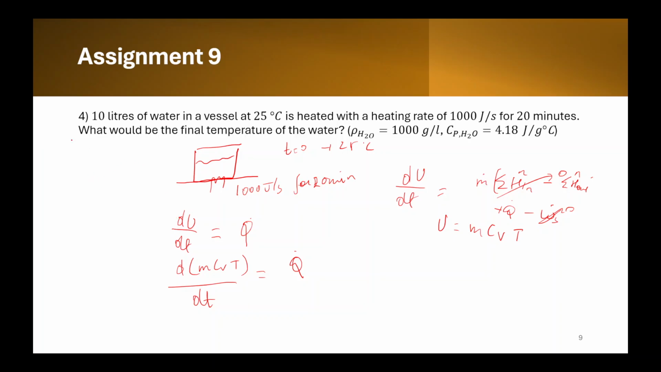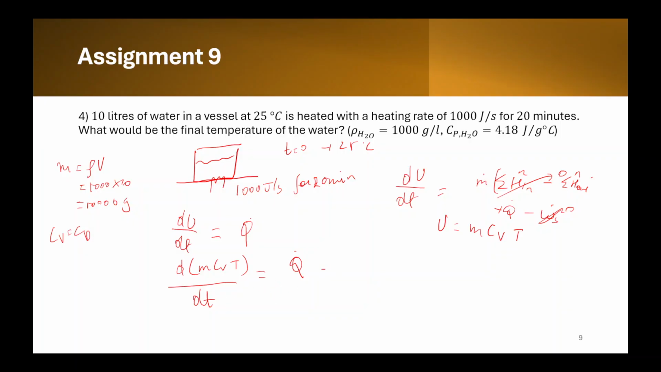So what will be the m? m will be the mass of water. So mass of water will be rho into V. We are given 10 liters, and 1000 gram per liter is the density. So 1000 into 10, basically 10,000 grams of water. Cv for liquids, we saw that Cv is equal to Cp basically. So we can use the Cp value given here.